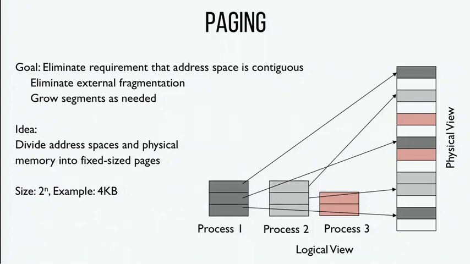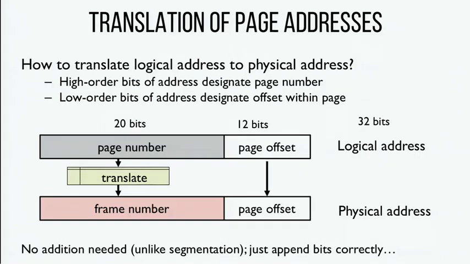Okay, but pages have to be a power of 2. Logical pages have to match physical pages. Okay, so how are we going to now translate a logical address that uses pages to a physical address that uses pages? So remember, each of them has the same page size.